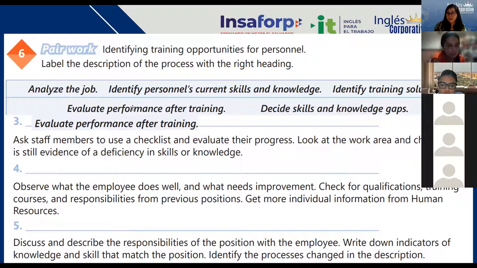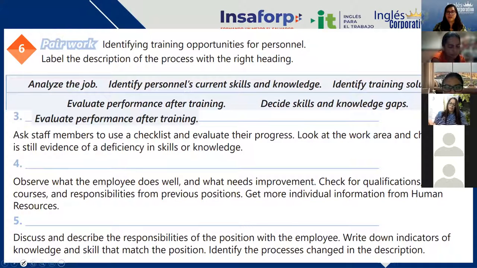Number 4, observe what the employee does well and what needs improvement. Check for qualifications, training, courses, and responsibilities from previous positions. Get more individual information from human resources. Identify person's current skill and knowledge.